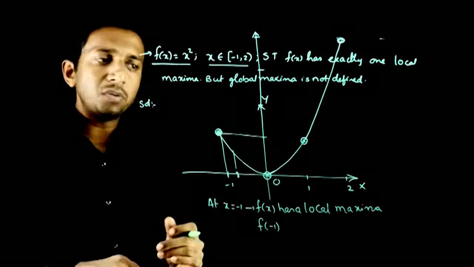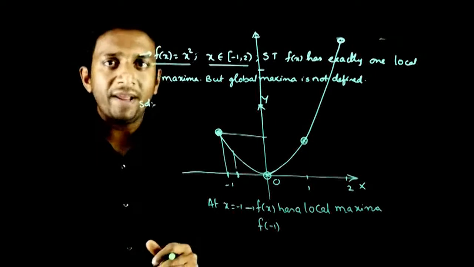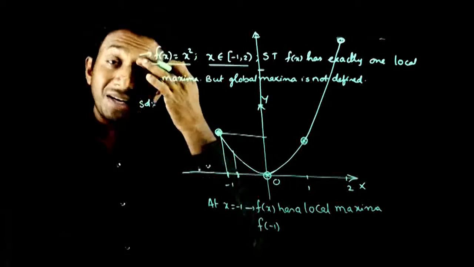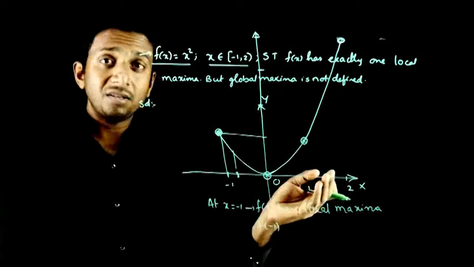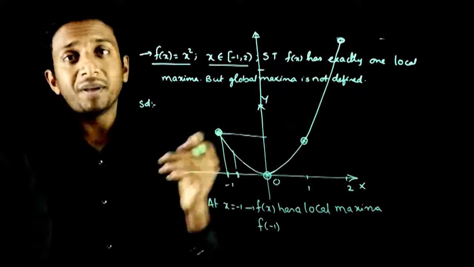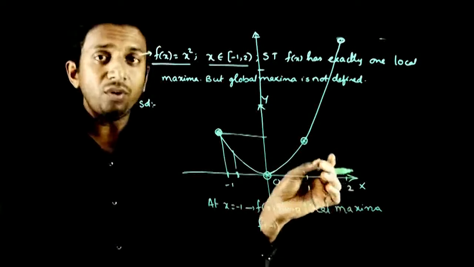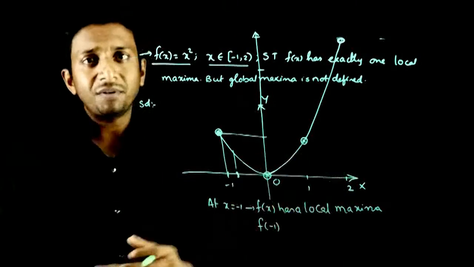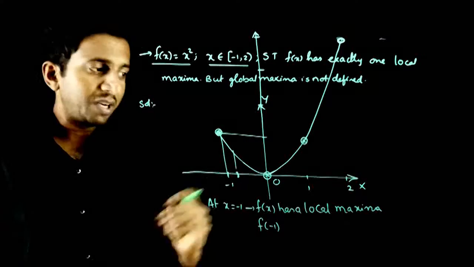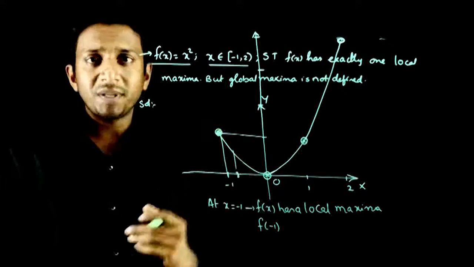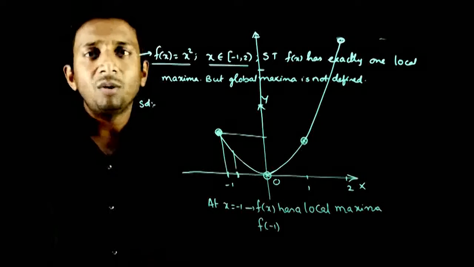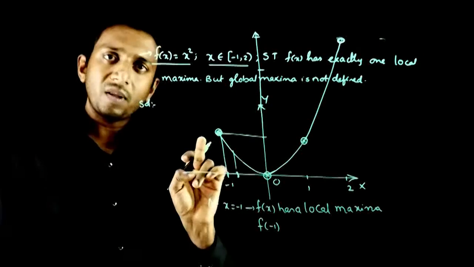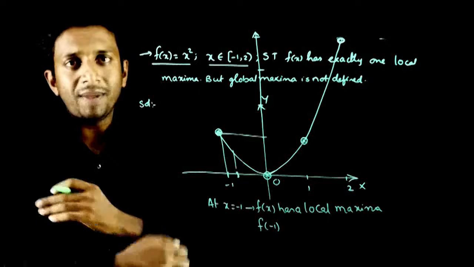ठीक है, आप सोच सकते हैं f of 2 भी लोकल मैक्सिमा है, but the problem at 2 is the function is not defined at 2. 2 पे डिफाइंड नहीं है, सो उसका नाइबरहुड में किससे कंपेयर करेंगे? So if f of 2 is the greatest in the neighborhood, then we can say that f of 2 is the local maxima, but f of 2 is not defined. f of 2 मुझे पता नहीं है. This is defined on the open interval 2. So the function has only one point of local maxima.